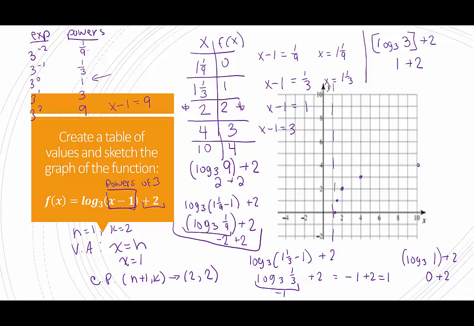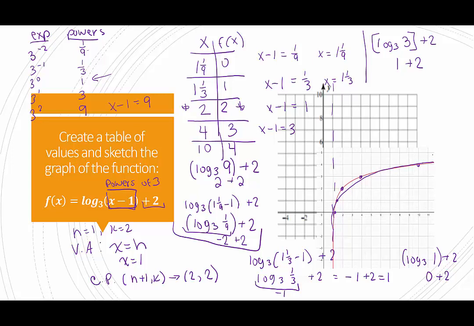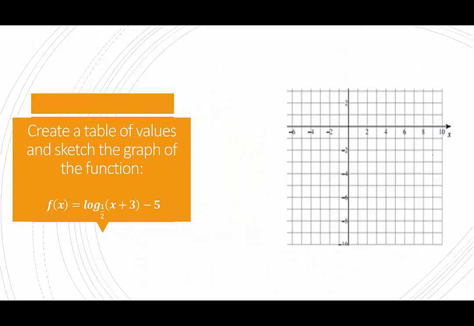So it starts out really sharply increasing, and then it kind of steadies out the bigger and bigger that x gets. Just to compare with the actual graph, since I did miss some of my target points, you can see my points are dead on that graph. Look at that. Perfect. That would be the graph of log base 3 of x minus 1 plus 2. Let's look at one more example now.